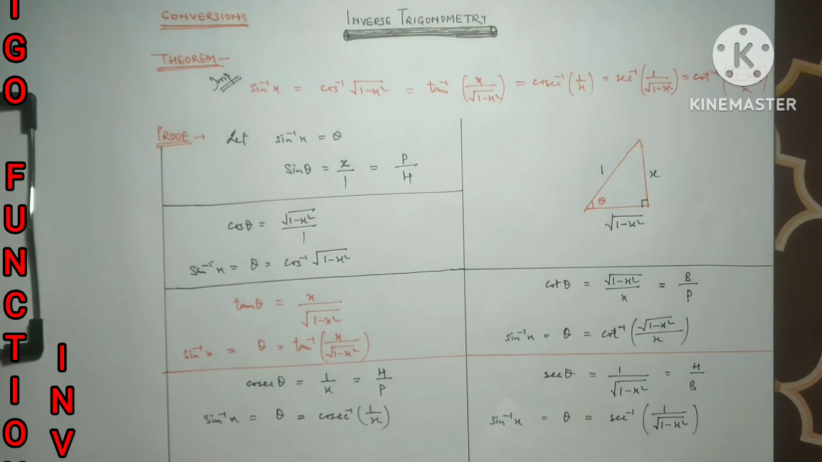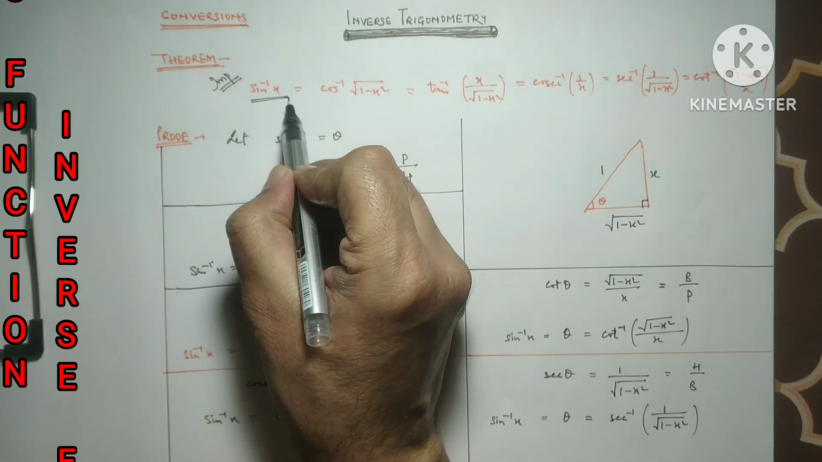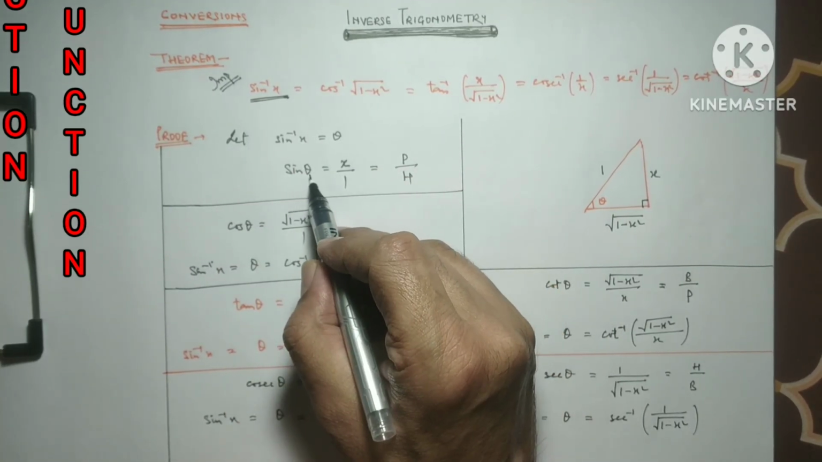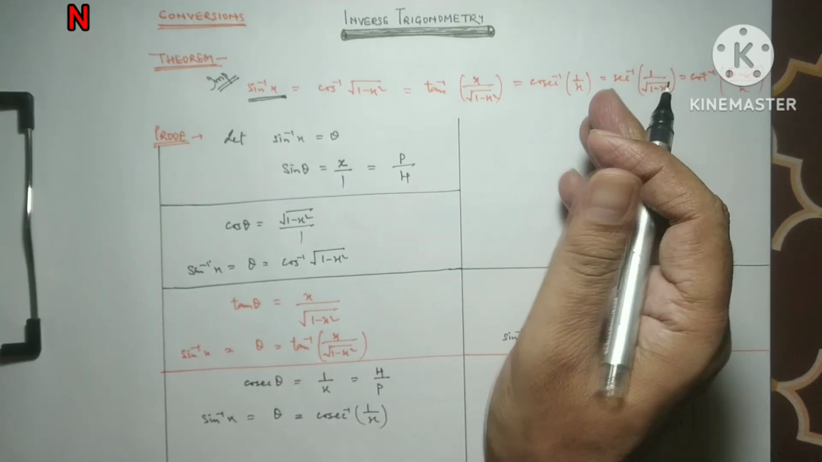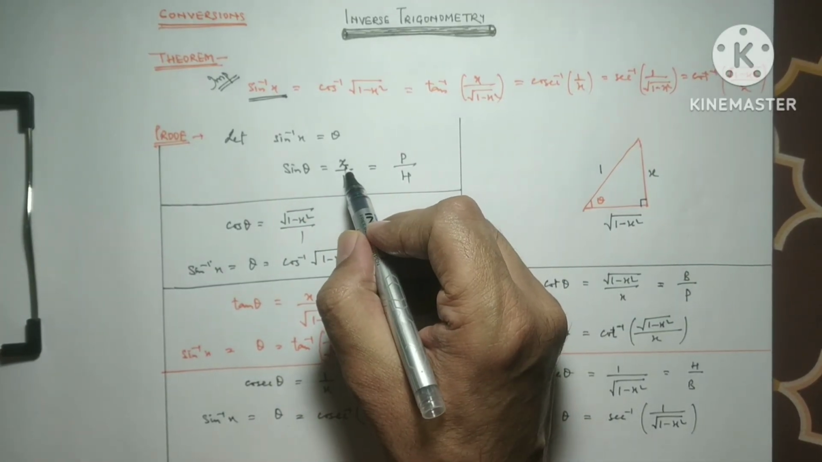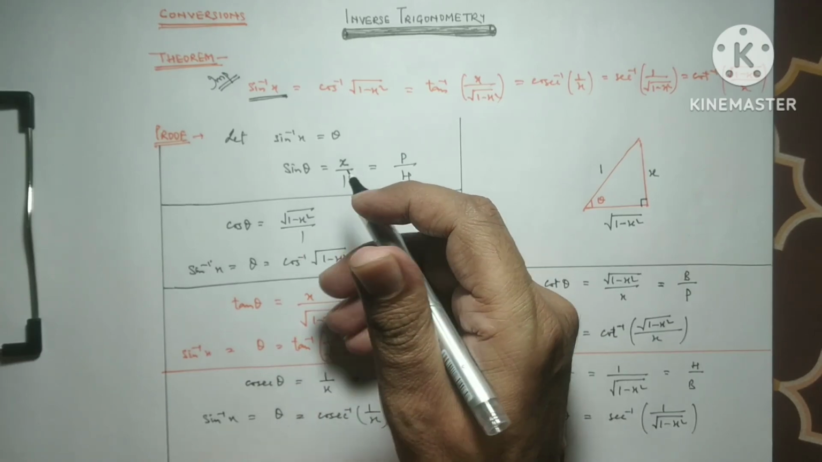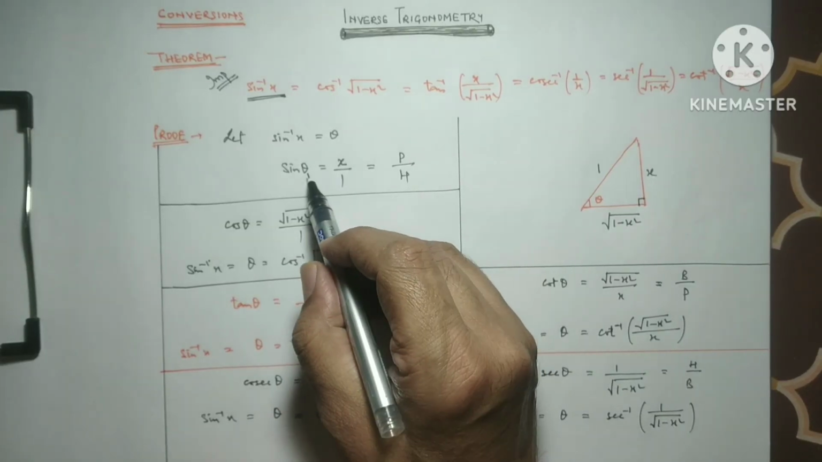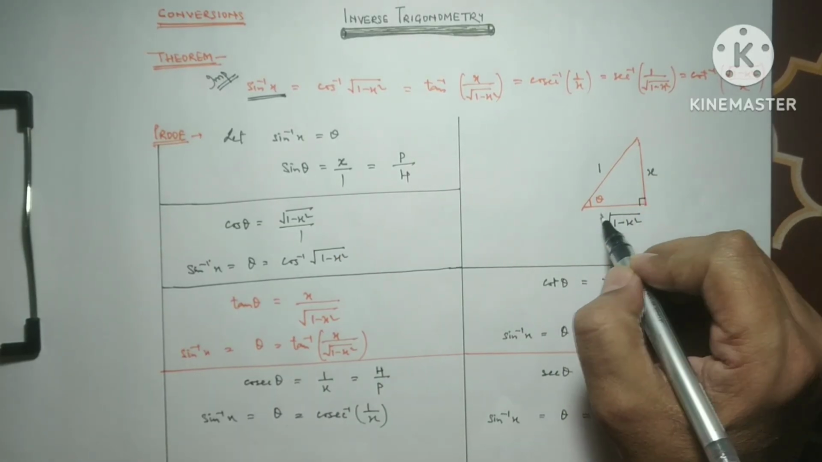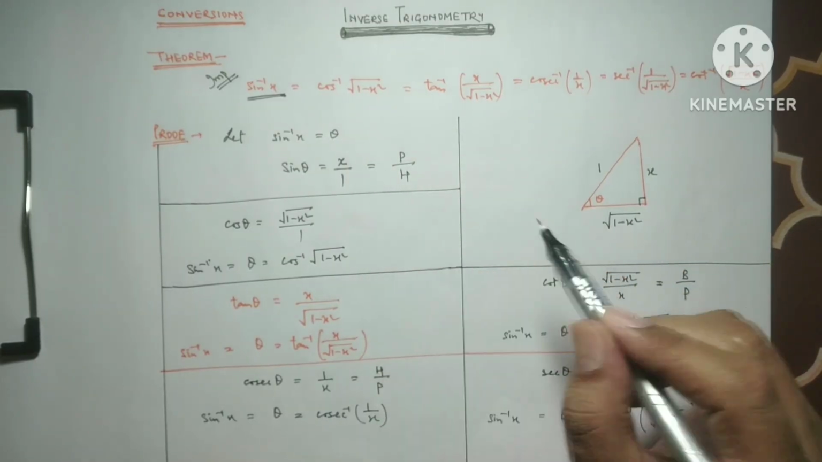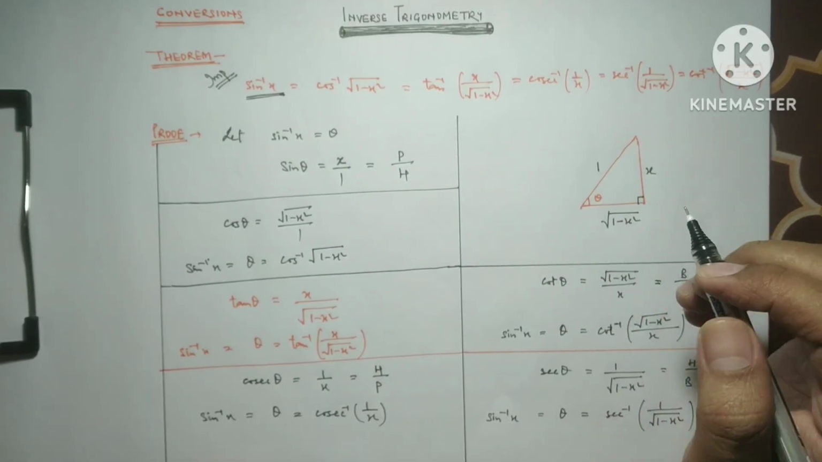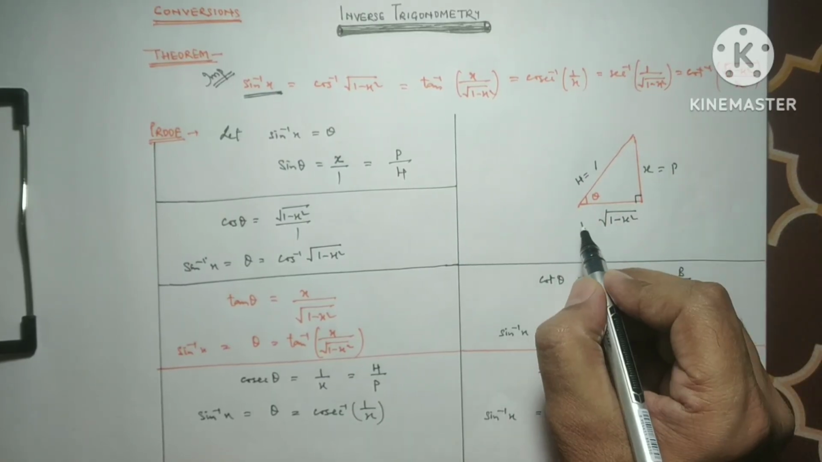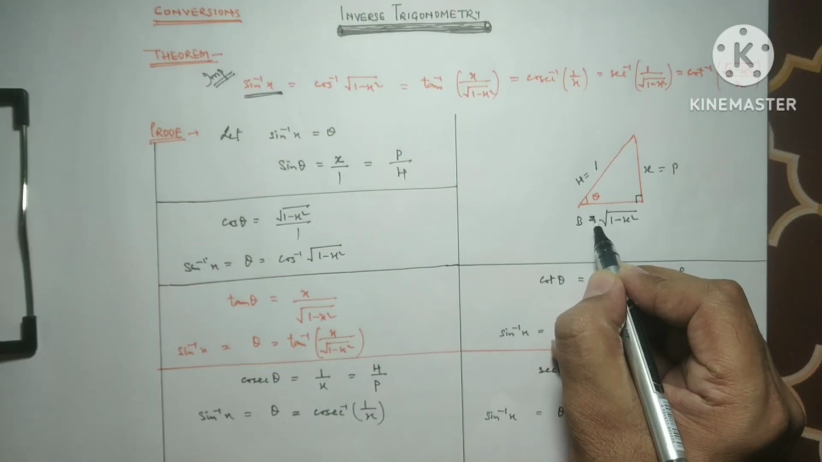Right now we have sine inverse x. So in case of sine inverse x, we consider it as theta. Now this becomes sine theta equals to x. So we can also place x over 1. And as we know the definition of sine, this is the ratio of perpendicular and hypotenuse. So we draw a right triangle, in which perpendicular should be x and hypotenuse as 1. So this is the hypotenuse, this is the perpendicular and this is the base, right?